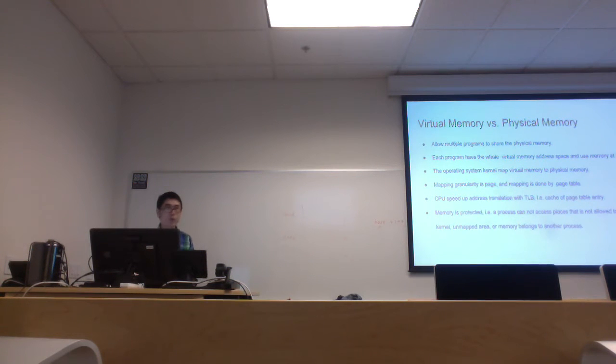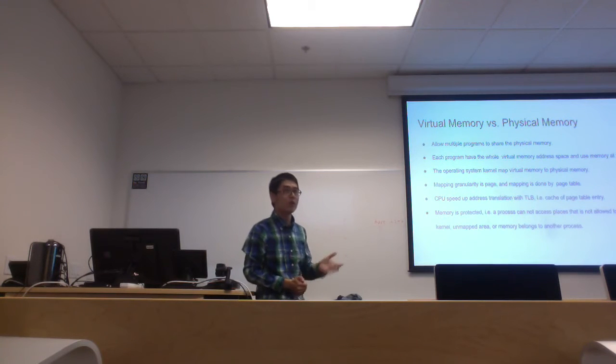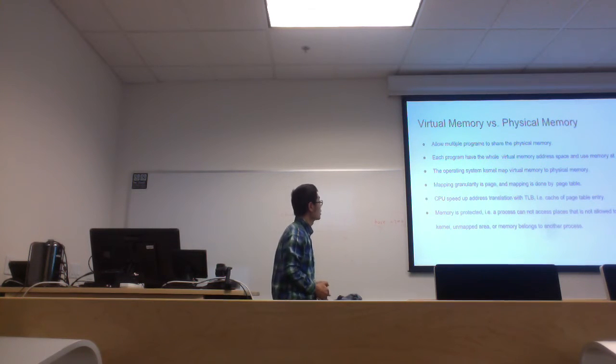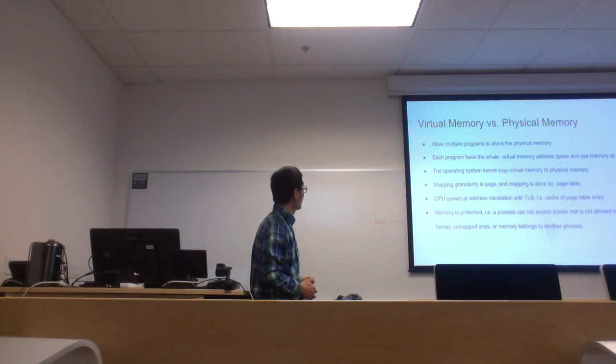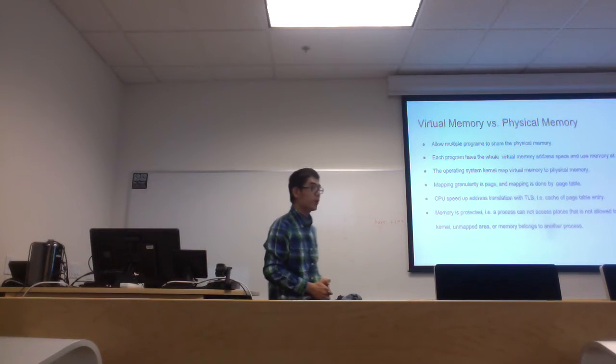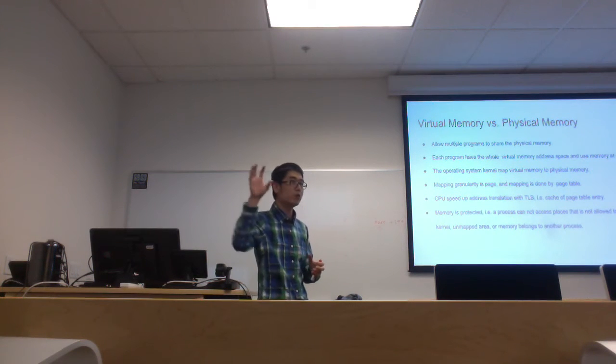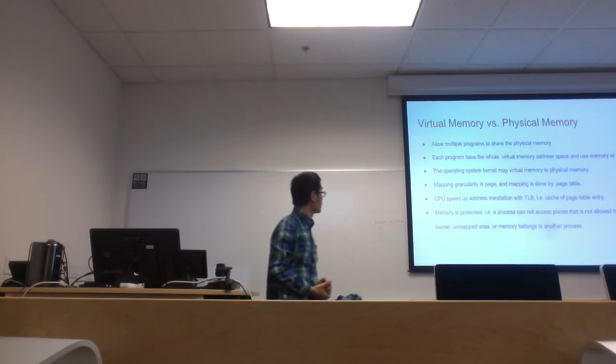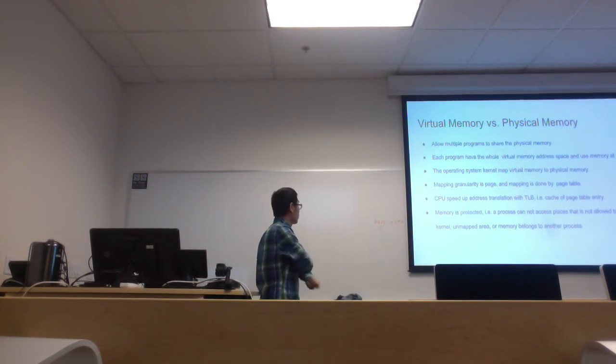And so who maintains this memory mapping? Obviously it can be some process, right? So the kernel maintains this memory mapping, and the mapping granularity is based on page. We map each virtual page to a physical page. And now we got a problem.